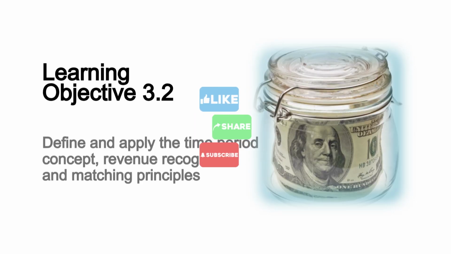In part 2 of this video, we will take a closer look at 3 key concepts that keep accounting accurate and consistent: the time period concept, revenue recognition, and the matching principle. You'll learn what they mean, why they matter, and how to apply them when preparing financial statements.